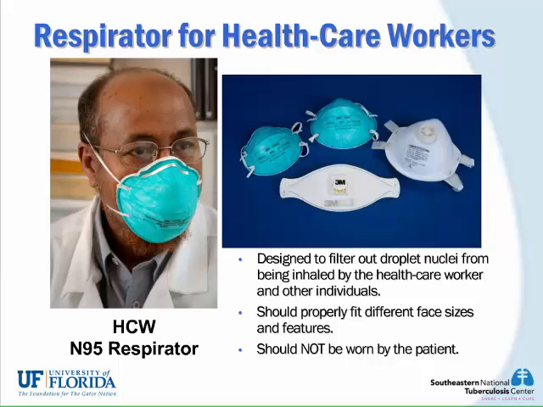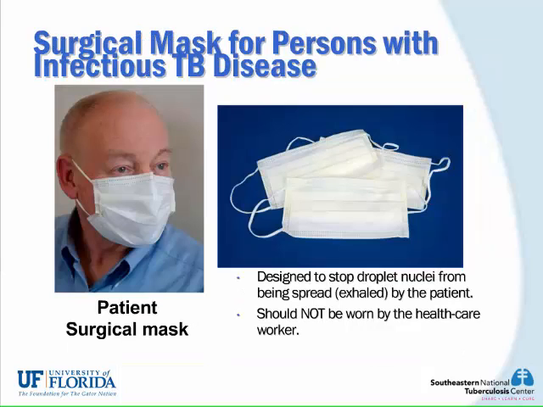The protective equipment includes N95 respirators, and these need to be fitted because there are different sizes and features, so each person that works in a healthcare center that has any risk of TB should have a fitting process for the N95 respirators. These are worn by the healthcare workers, not by the patients. The patients wear a surgical mask, and the purpose of this is to stop the droplet nuclei exhaled by the patient from being spread. This should not be worn by the healthcare worker.